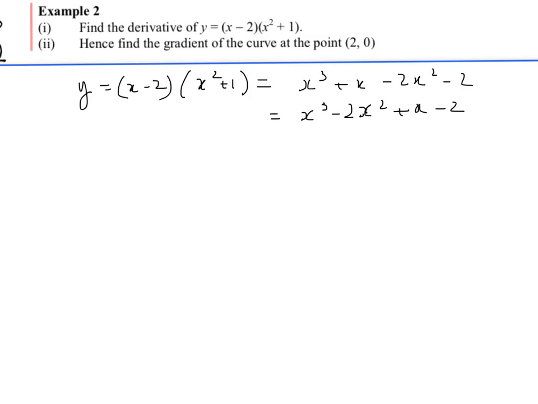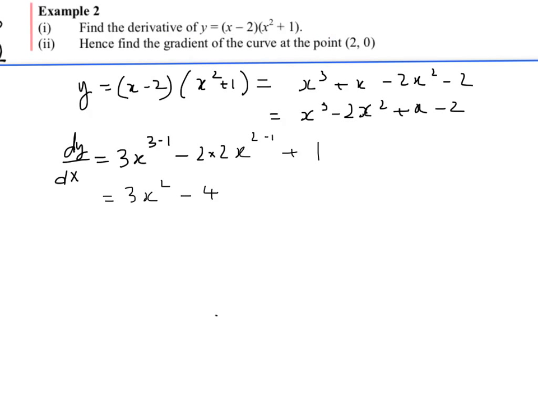differentiate. So let's write down dy over dx equals, the power comes down, so we've got 3x, 3 take away 1, okay, minus 2 times 2, x, 2 take away 1, plus 1. So this becomes 3x squared take away 4x plus 1.